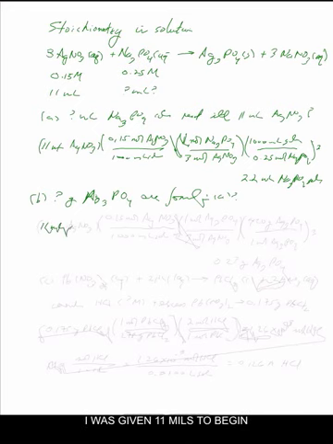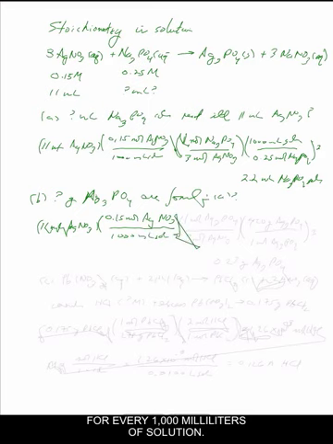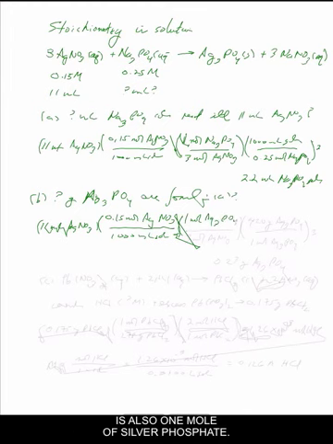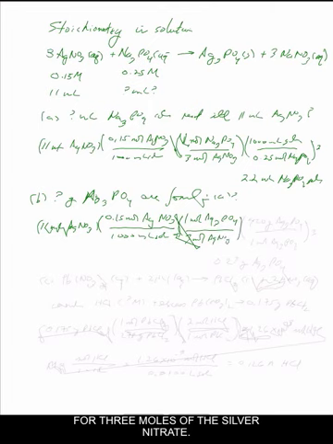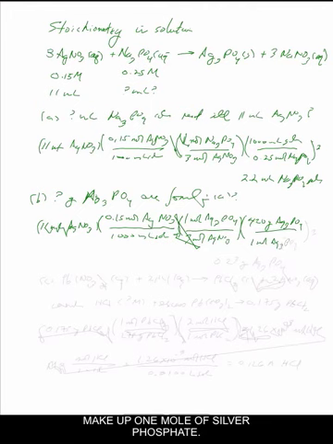I was given 11 mL to begin with here of the silver nitrate solution. And again, of course, that solution is 0.15 moles of silver nitrate for every 1,000 milliliters of solution. And then again, notice the stoichiometry is also 1 mole of silver phosphate. Now we're looking at the quantity of silver phosphate for 3 moles of the silver nitrate. And then finally, since we're now asking about a weight, it's 420 grams of silver phosphate that make up 1 mole of silver phosphate.